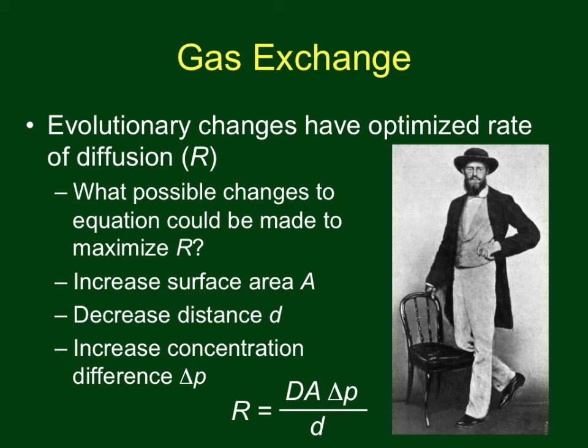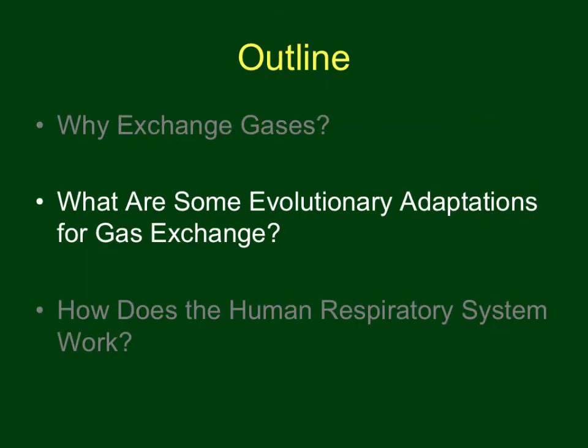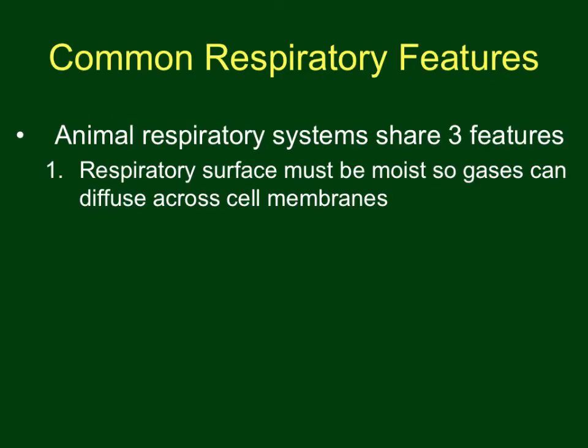And different kinds of animals have found ways to maximize rate of diffusion using those three terms. All right, so now we're going to start looking at some adaptations of different organisms in order to do gas exchange. Some things that all animals have in common. Doesn't matter who you are. You could be a roundworm, a flatworm, a fish, a snail. They all have some of the same features when it comes to gas exchange.